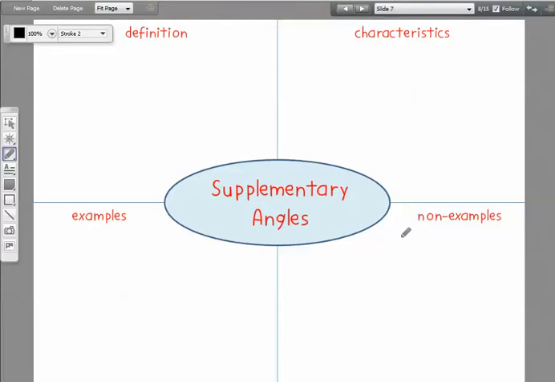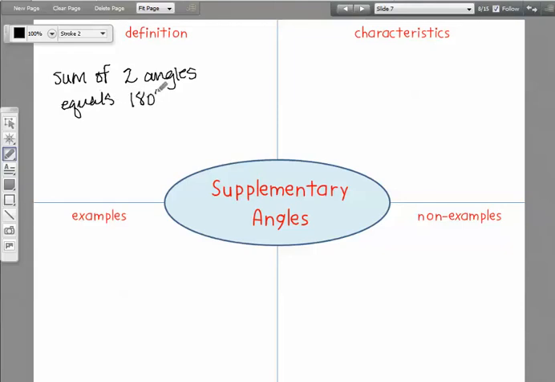The same ideas that I just talked about with complementary also work with supplementary angles. Okay, so the definition, there's just one little difference. Well, actually it's a big difference. It's a difference that's doubled. Sum of two angles equals 180 degrees.